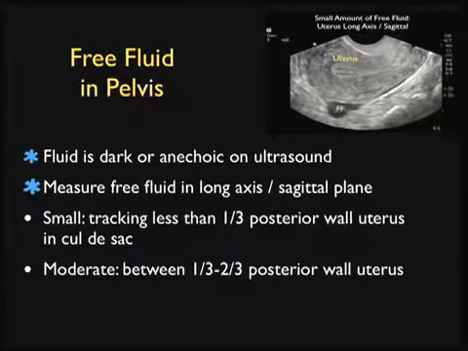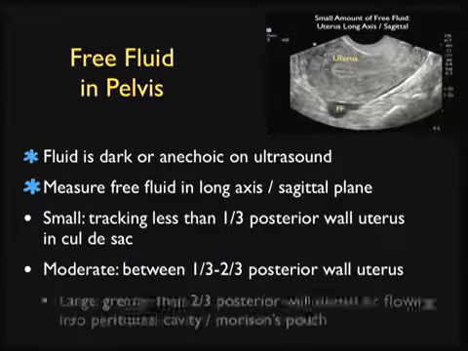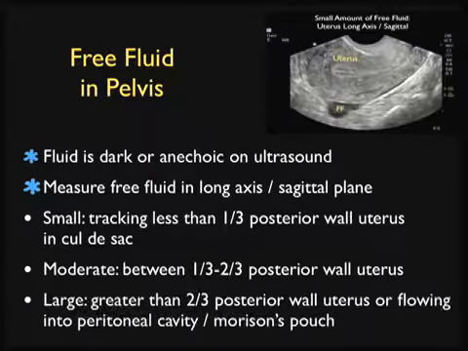Most OBGYNs use the rule of thirds to determine the amount of free fluid within the cul-de-sac. A small amount of fluid, as shown in the image to the upper right here, is tracking less than 1/3 down the posterior wall of the uterus in the cul-de-sac. A moderate amount of fluid will be tracking between 1/3 and 2/3 the posterior wall of the uterus, and a large amount of free fluid is defined as greater than 2/3 the posterior wall of the uterus or flowing into the peritoneal cavity.